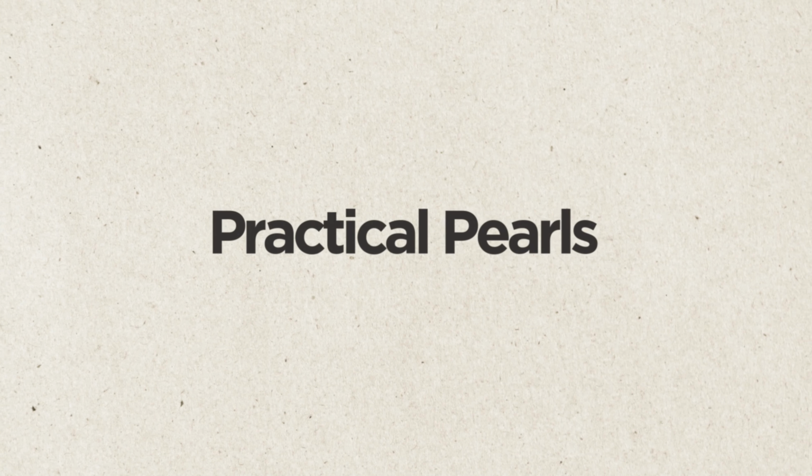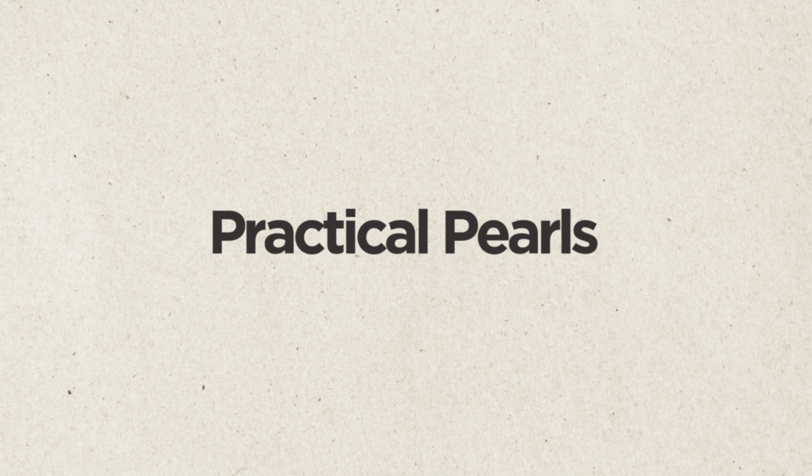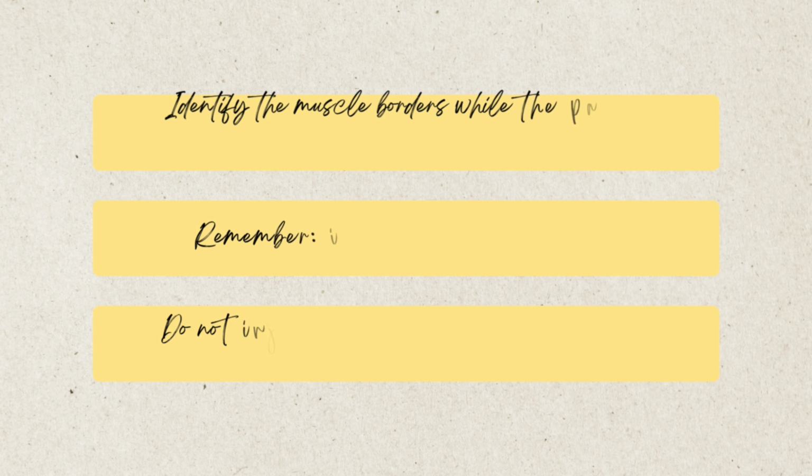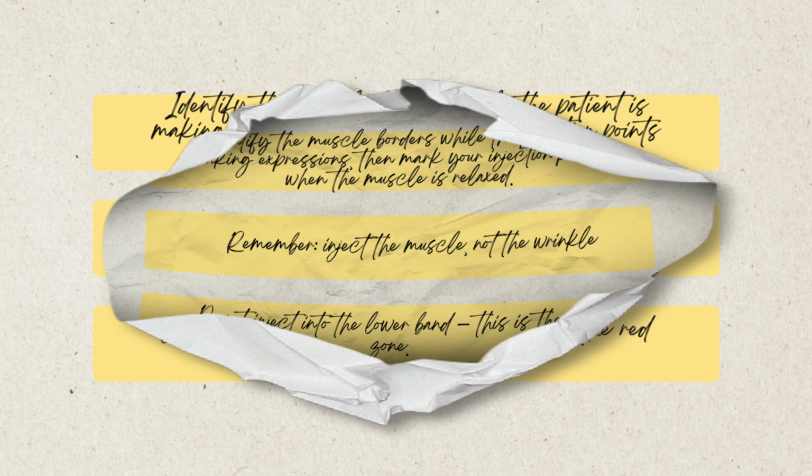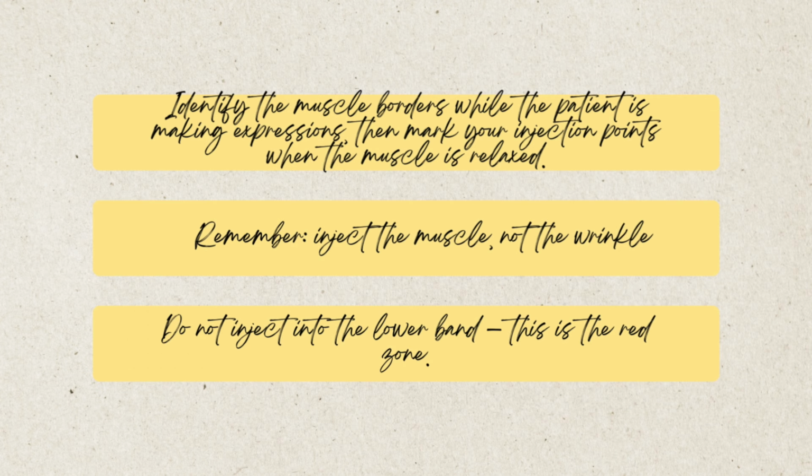Practical pearls: identify the muscle borders while the patient is making expressions. Then mark your injection points when the muscle is relaxed. Remember, inject the muscle, not the wrinkle. Do not inject into the lower band. This is the red zone.